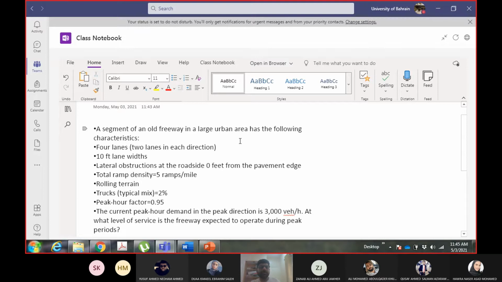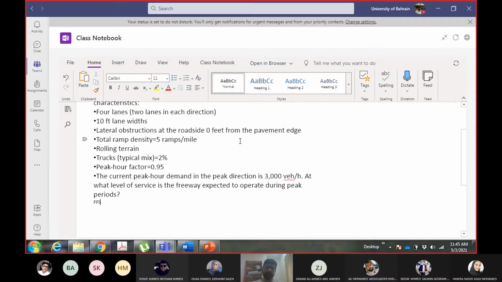Ramp density is given, rolling terrain. We have a typical mix, 2% of trucks. Typical mix means 70% single unit trucks and 30% trailer trucks. Peak hour factor is given. Current volume in the peak direction is 3000 vehicles per hour, and we have to find out the level of service. So we'll start with the calculation of free flow speed.